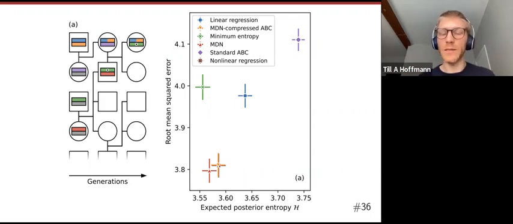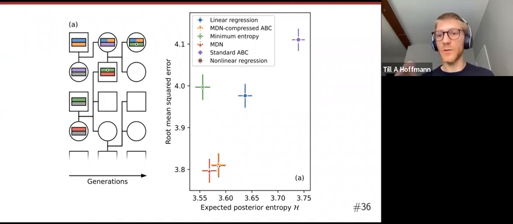Now, all methods do better than standard ABC, which is promising because we'd be in trouble if they didn't. Now, linear regression does reasonably well, but there's definitely some nonlinearity in the data here because despite linear regression explicitly minimizing the root mean squared error, it does not achieve the lowest root mean squared error. Now, minimizing the entropy does extremely well in terms of minimizing the expected posterior entropy.